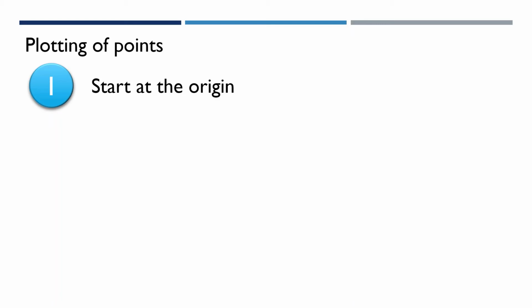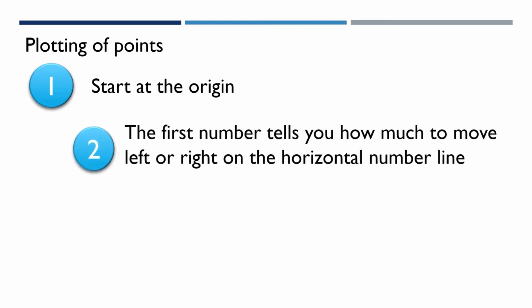Then, step 2, the first number tells you how much to move left or right on the horizontal number line. So, ibig sabihin, yung first value natin, yung x value natin, mag-move tayo horizontally on number line. Ang movement is right if it is positive at ang movement is left kung yun ay negative.